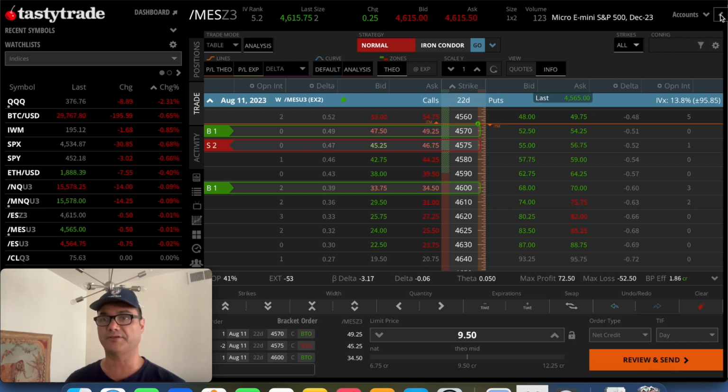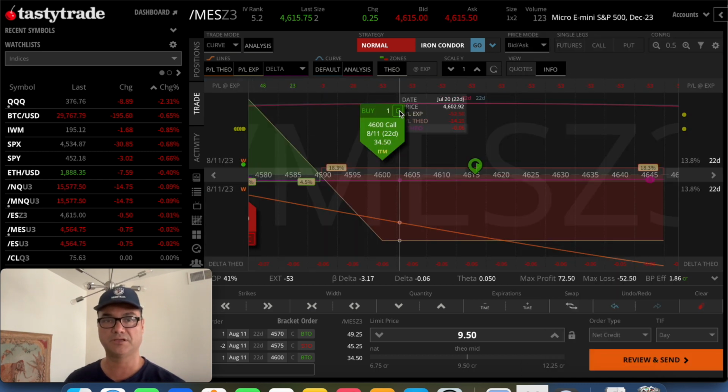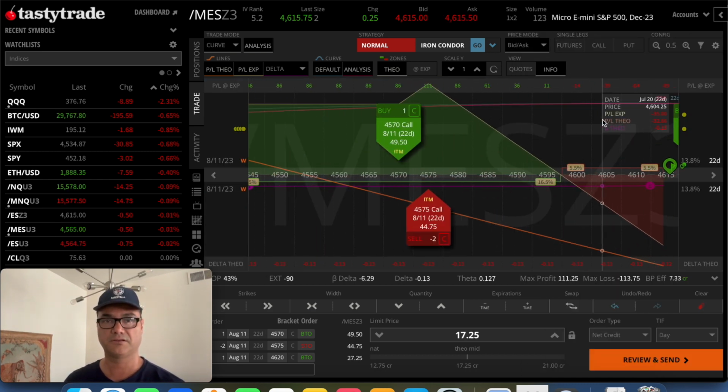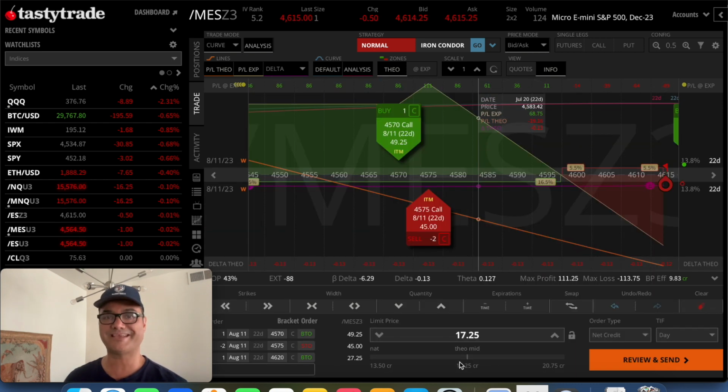Let's look at the analysis tab, and let me highlight the strike prices I have in this example. We have the shared strike there. That looks good, and this is what our trade looks like. I'm going to put in the order, and notice that I can't. Price effect is not correct for this strategy. So I can't place an order this way. So what can I do?